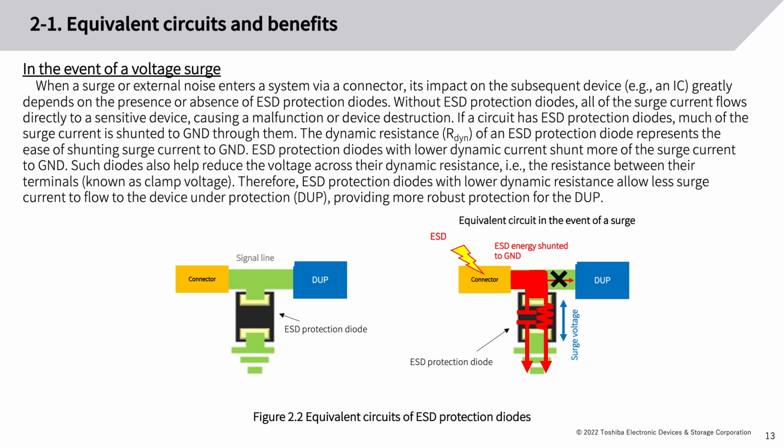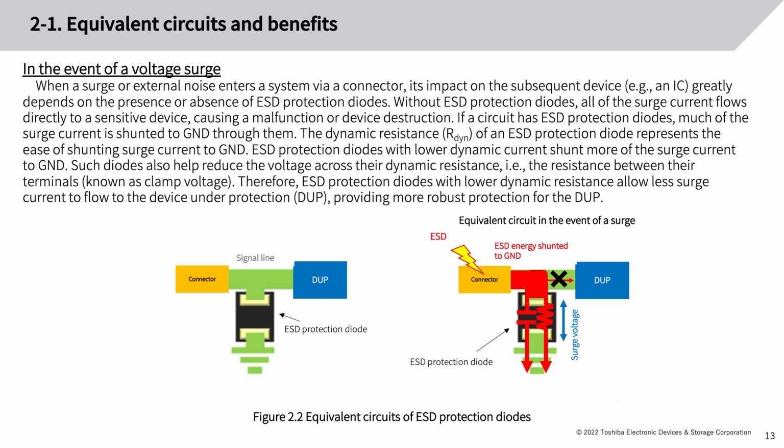In the event of a voltage surge, when a surge or external noise enters a system via a connector, its impact on the subsequent device, e.g., an IC, greatly depends on the presence or absence of ESD protection diodes. Without ESD protection diodes, all of the surge current flows directly to a sensitive device, causing a malfunction or device destruction. If a circuit has ESD protection diodes, much of the surge current is shunted to ground through them.